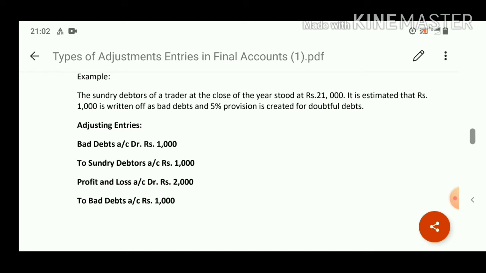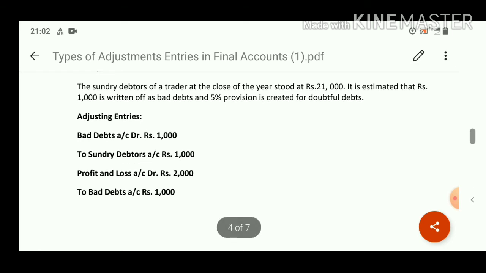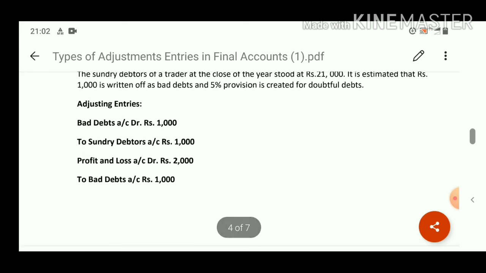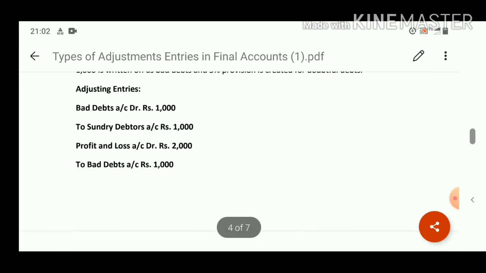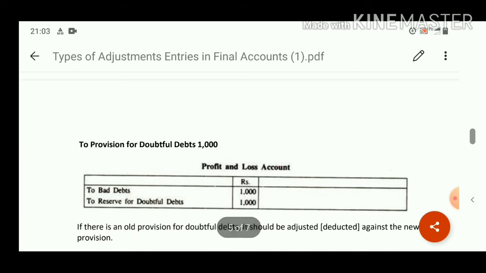Now bad debt is how much? 1,000. So after 21,000 was my total debtors. Out of that 21,000, 1,000 was a bad debt. So how much am I left with? 20,000. So from that 20,000 I will create a 5% provision. So 20,000, 5%, and I will create a provision for doubtful debts, which will be 1,000 again.